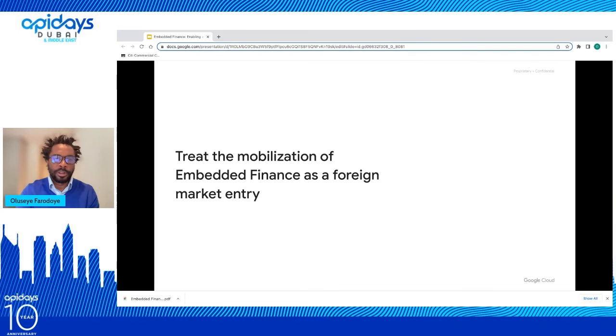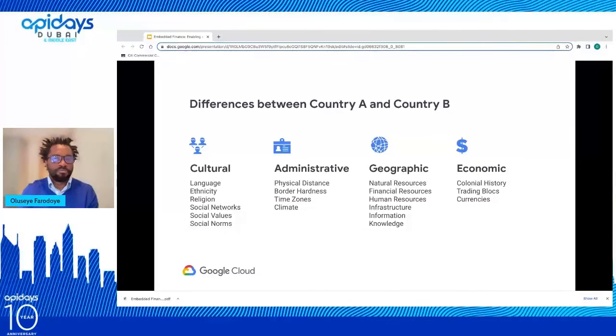How do you enter a new market? Usually, if you enter a new market, there are cultural differences between market A or country and country B. There are geographic differences, there are economic differences, in some cases, administrative differences. This is exactly the same thing that you see within the world of embedded finance. It is generally what we see within the world of API-led programs as a whole.